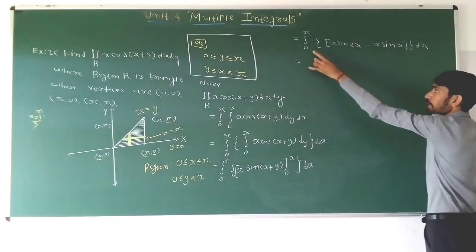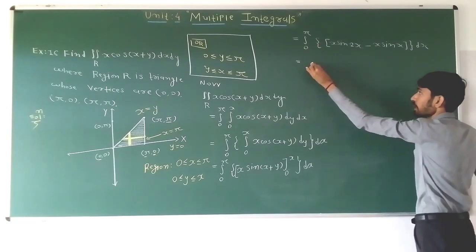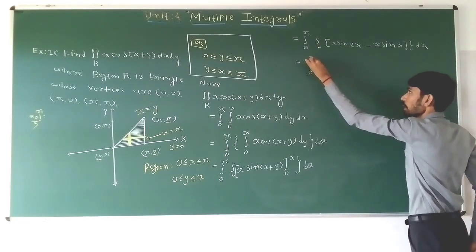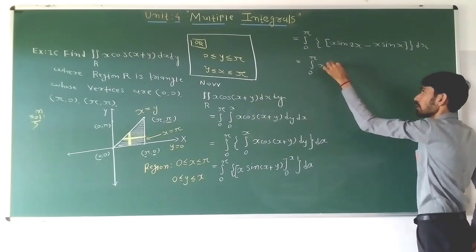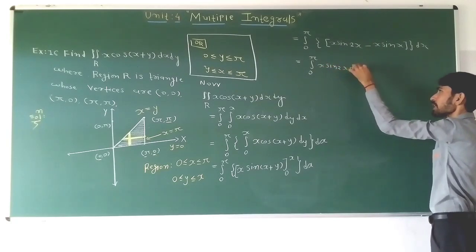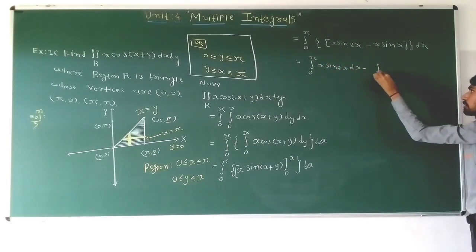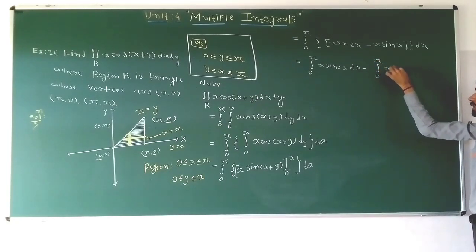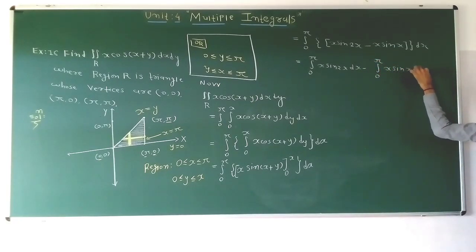Now see, here we integrate both the terms separately. So here we write the integration 0 to pi x into sin 2x dx minus integration 0 to pi x into sin x dx.